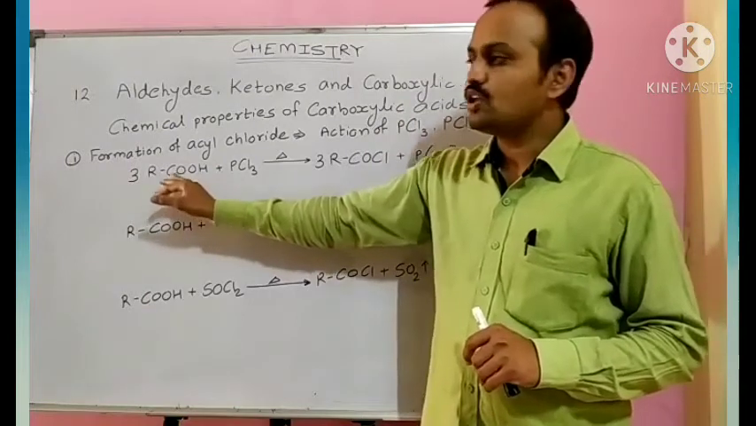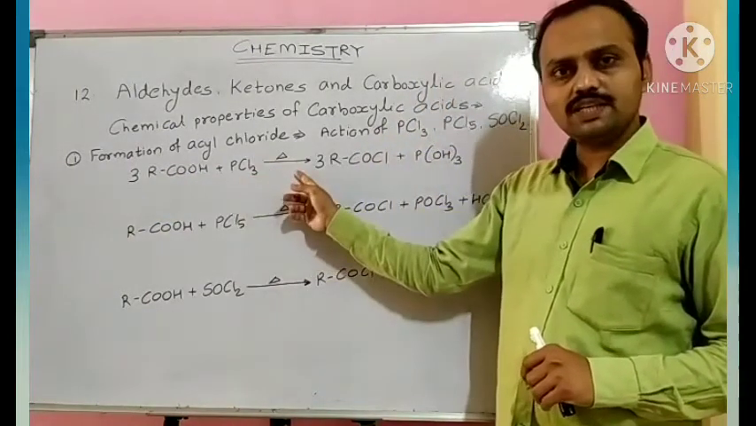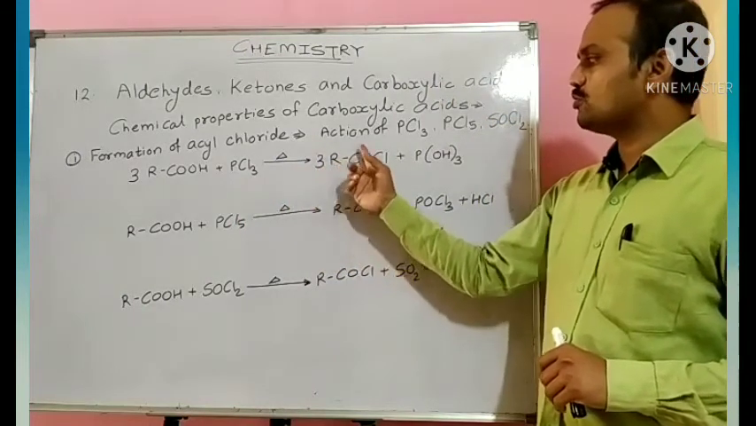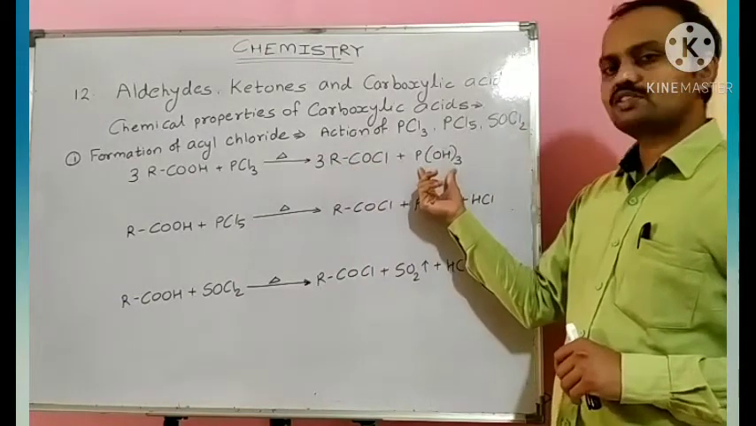3RCOOH means 3 molecules of carboxylic acid plus PCl3 in presence of heat. What we get? We get 3 molecules of RCOCl, that is acyl chloride, plus H3PO3 as the byproduct.